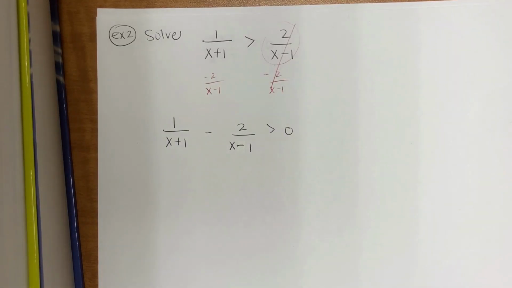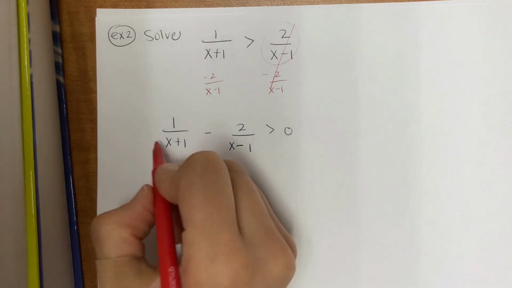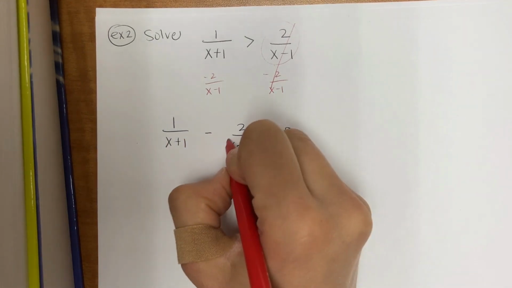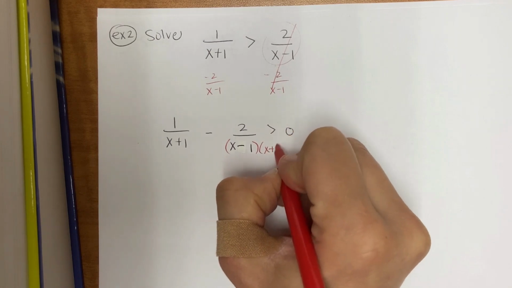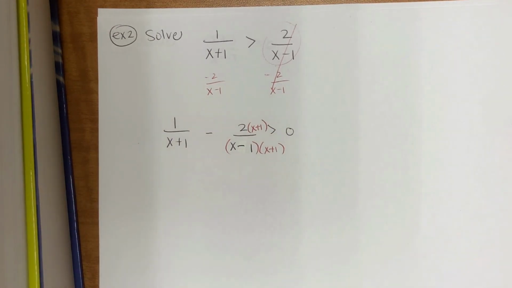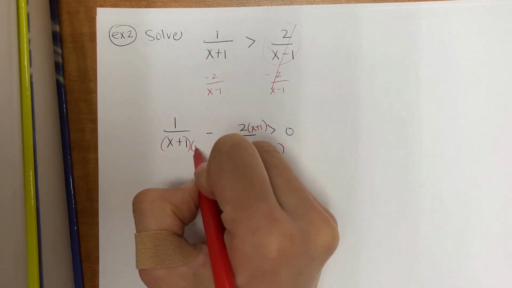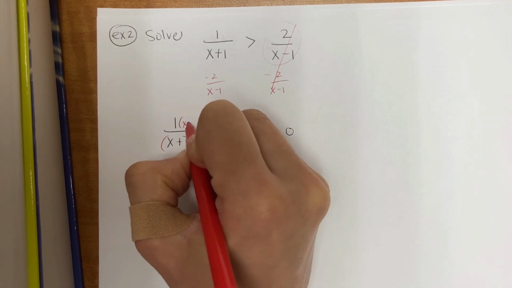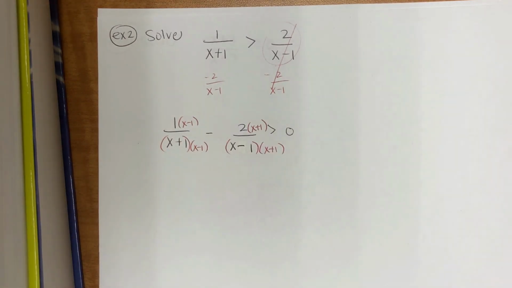All right, now that I have it equal to 0, get a common denominator because we want to add these together. This first one has an x plus 1, so that means I need an x plus 1 in the second one. Whatever you put in the bottom, put in the top. The second one has an x minus 1, so I need to put an x minus 1 in the first one. Whatever you put in the bottom, put in the top.